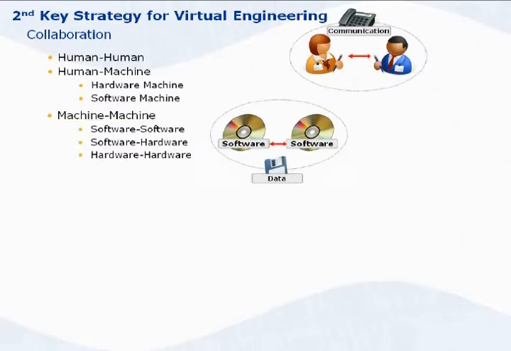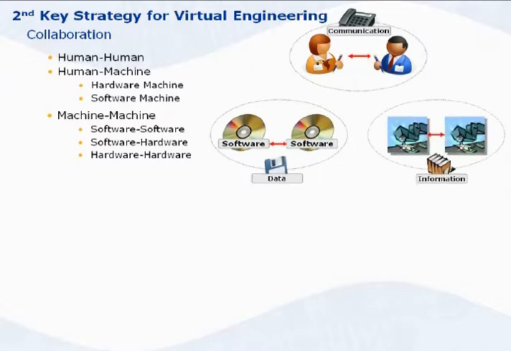Machine-to-machine collaboration. This has to do with how machines can work with other machines. Part of this includes the interfaces between different software systems and interfaces between different hardware devices. Data formats are important here, not just in terms of compatibility, but wherever possible in terms of direct communication.